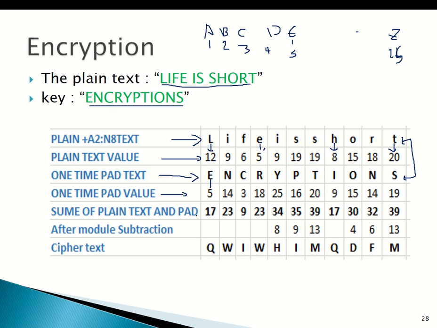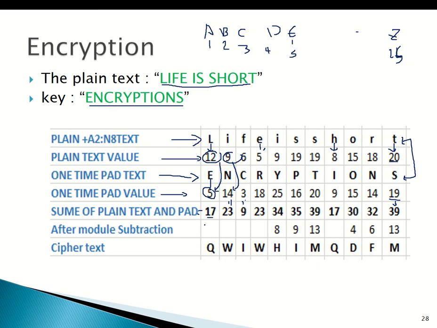Now we're doing the encryption. What we do is add this number to this number. The total of 5 and 12 is 17. 9 and 14 come to 23. 6 and 3 is 9, and so on until we come to 20 and 19, which is 39. So we add them. This is only the sum of the values of the plain text and the key.